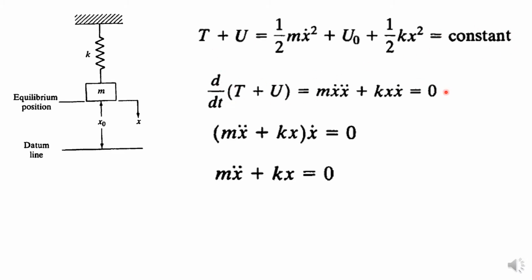And when we differentiate, it should be equal to 0, because we don't have any change in the total of the kinetic energy plus the potential energy. So this part will be m x dot x double dot, this term after differentiating by dt, and this part will be k x x dot, equal to 0. So we will get m x double dot plus k x equal to 0. Okay, so we use the energy method to get this equation.